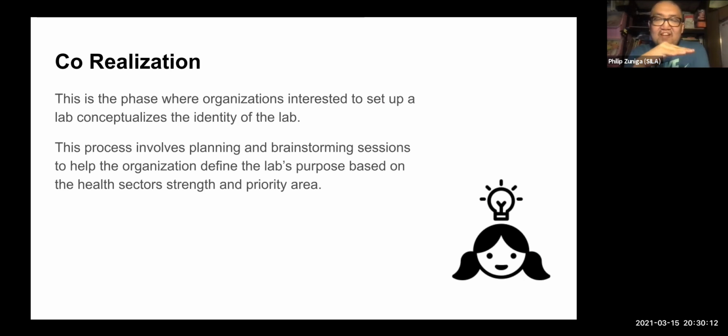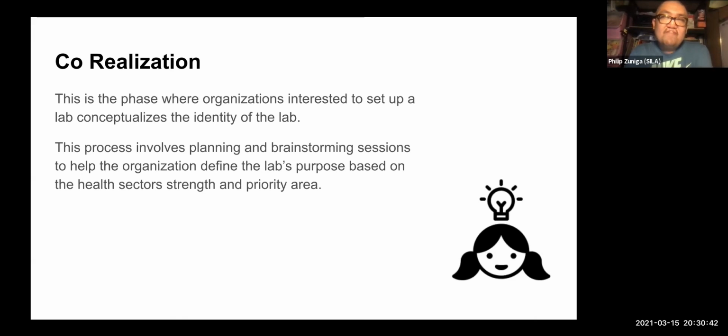Okay, so if you are planning to set up an interoperability lab, then I suggest that you focus on the co-realization part first and you devote time in it. Because what you will do during the co-realization part will have impact on the other phases. So this is the phase where organizations interested to set up a lab conceptualize the identity of the lab.